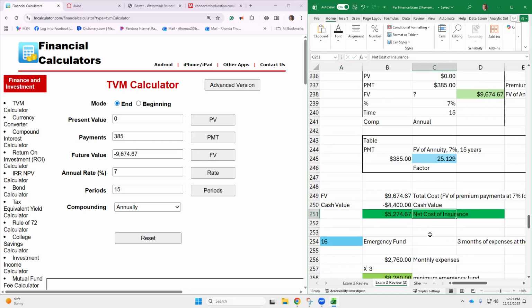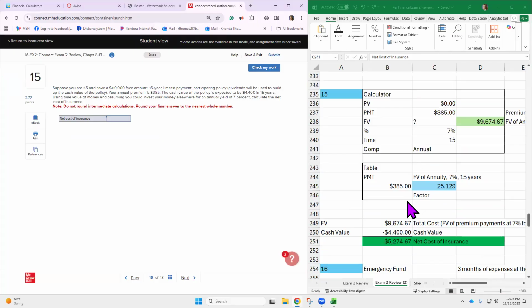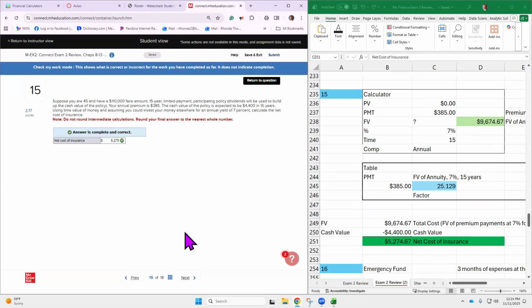What's the key to knowing something's going to be subtracted? The word net. The word net means something's going to be subtracted before it's all over. And what does get subtracted is the cash value they tell you from the future value you calculated. So the net cost in my problem is $5,274.67. That's the net cost of the policy, the net cost of the insurance. Does anybody need help?